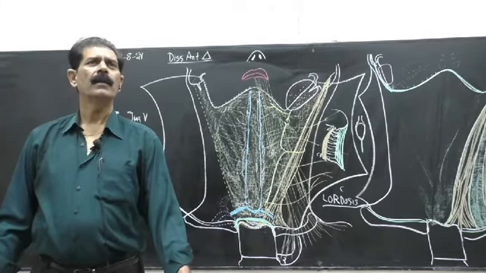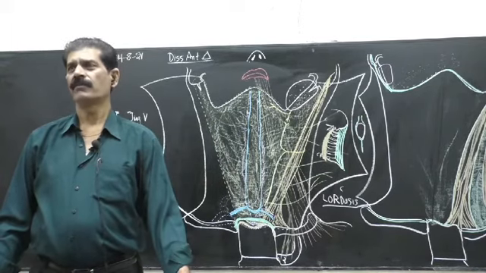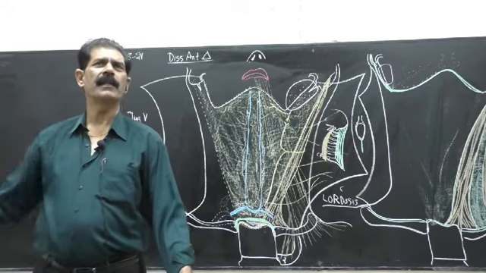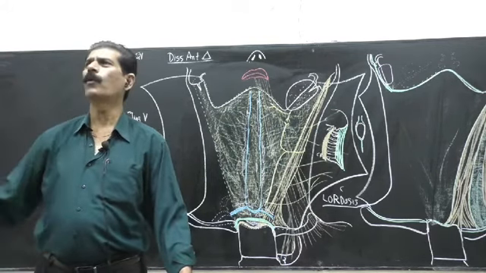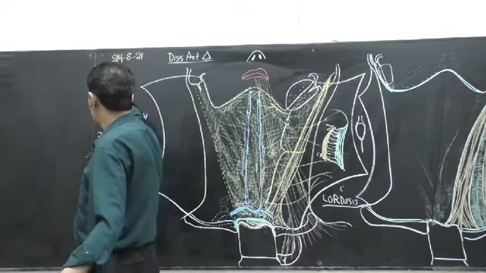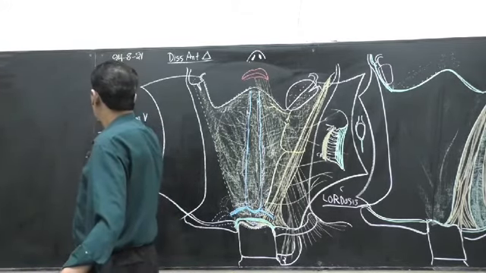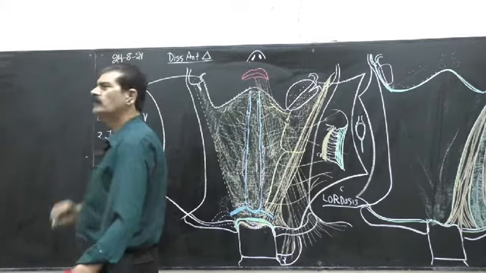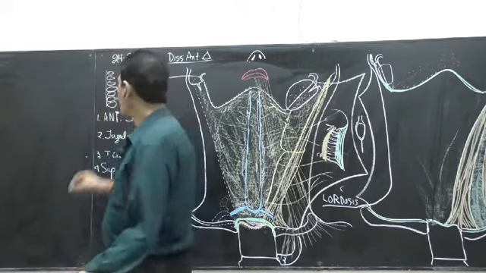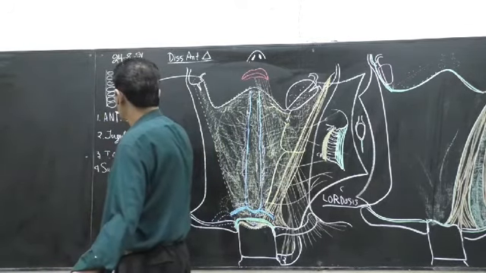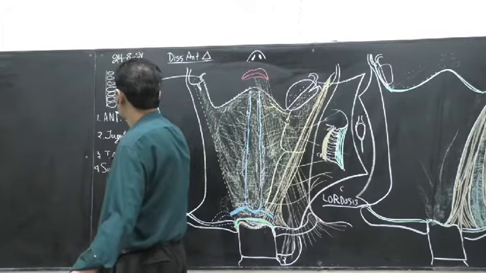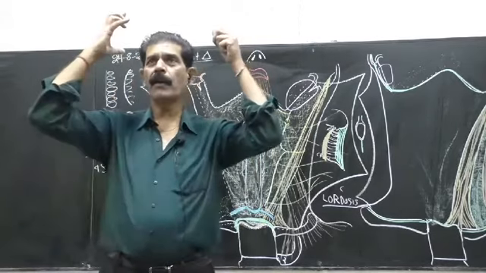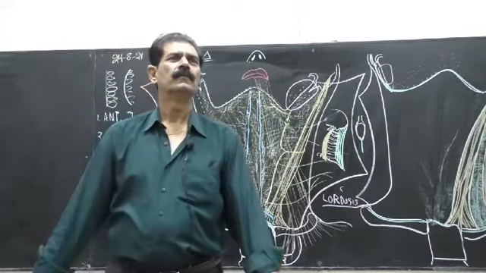When a baby is born, this lordosis is absent. Cervical lordosis is not present when a baby is born. If you take the lateral X-ray of the cervical spine of a newborn baby, it is straight. All vertebrae, C1 to C7, are all straight. This curvature or lordosis appears when the child starts holding the head on the neck. That is the milestone.